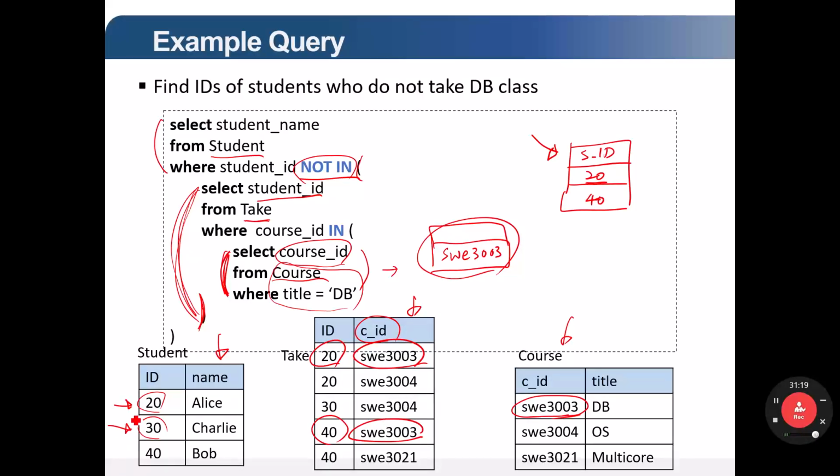Then we move on to the next record. And 30 is not included in this output table. Therefore, 30 satisfies this predicate. So Charlie will be included in the output of this whole query, entire query. And what about Bob? 40 is included in this second level output table. So Bob is not going to be included. Only Charlie will be selected from this entire query. Okay? That is how we interpret this nested query.